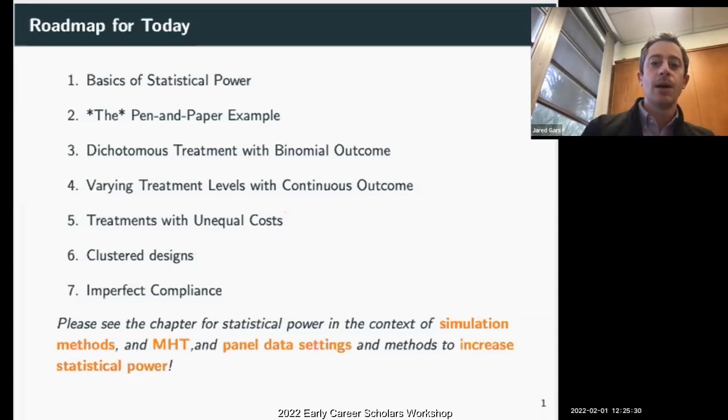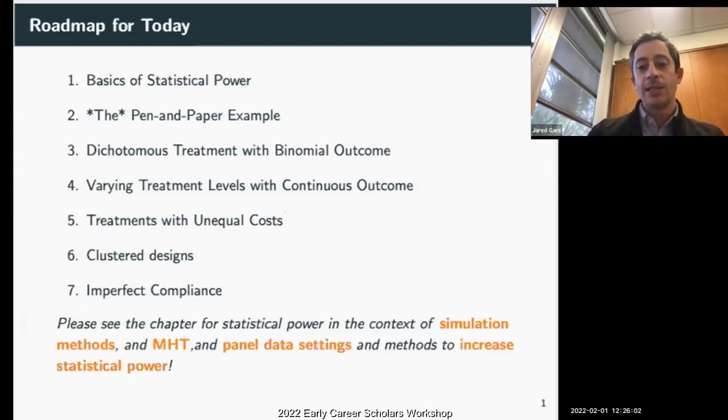Then we're going to talk about power with the most basic experimental design, which is a dichotomous treatment with a binomial outcome. Then we'll expand on that and move to multiple treatments with continuous outcomes. And then we'll talk about when the cost of treatments might be unequal, for example, when one or more treatments might be very costly but your control or other treatments are not, and how we take that into account when coming up with the sample size and how to allocate units to treatment. And then we're going to talk a little bit about cluster designs and imperfect compliance.